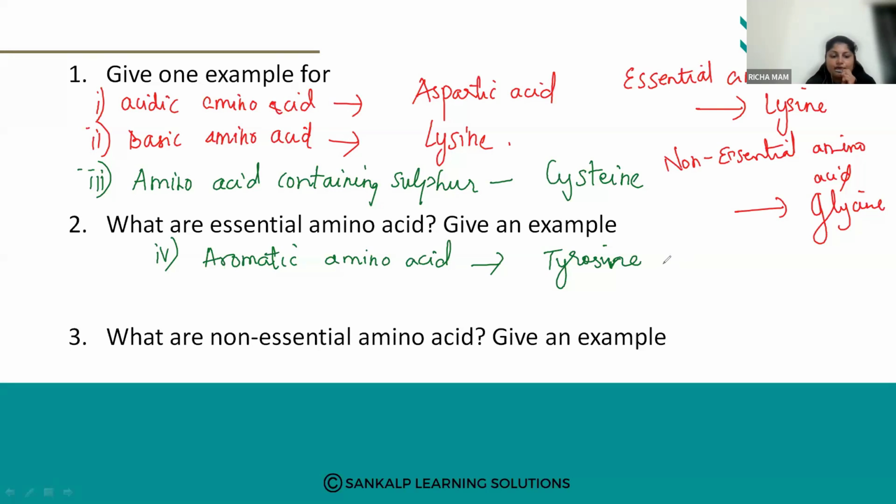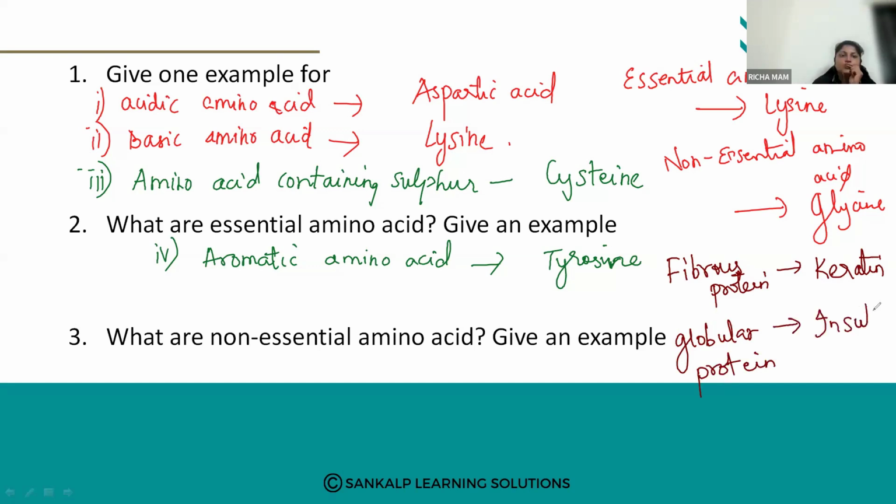Then if they ask you an example for fibrous protein, which is an example for fibrous protein, it is keratin. Keratin is present in our hair. Then give an example for globular protein. It is insulin.